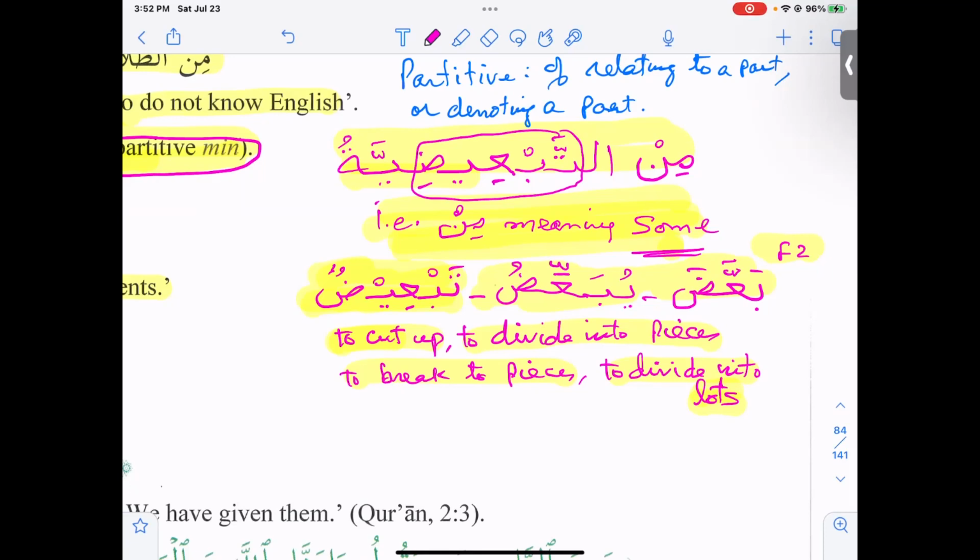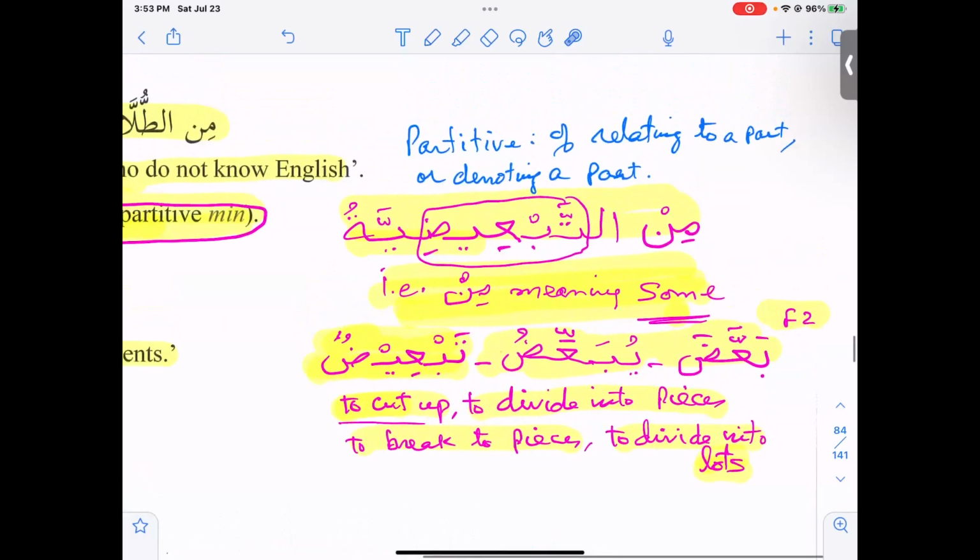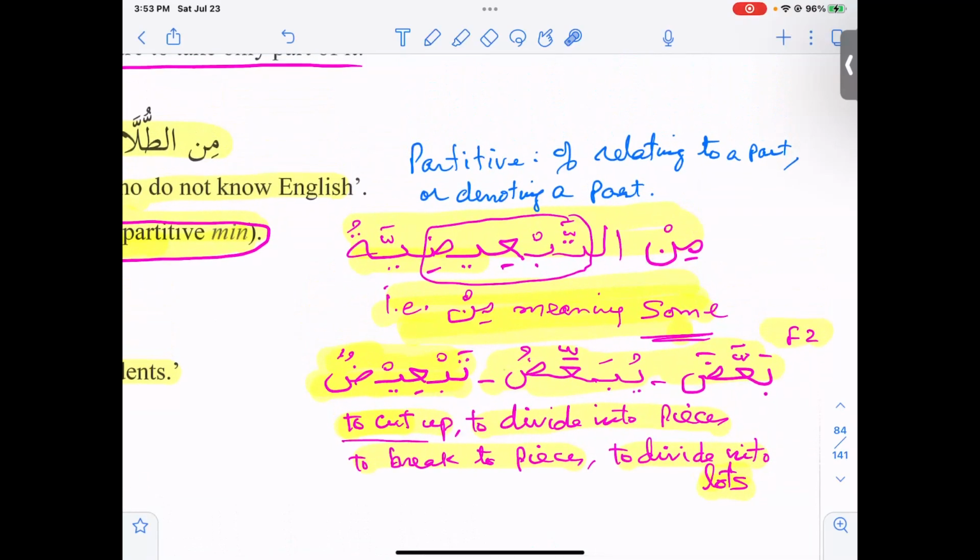Tab'idun, you know, tafa'ulun, remember? Tab'idun, form two master, you know. So what is the meaning of ba'ada? To cut up, to divide into pieces, to break into pieces, to divide into lots. All these are meanings of ba'ada. So that is why it is called min tab'idiyya. Okay, so it is coming from ba'ada, meaning some part of it. Alhamdulillah.